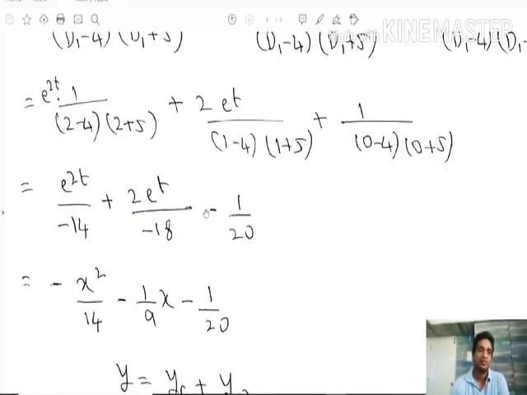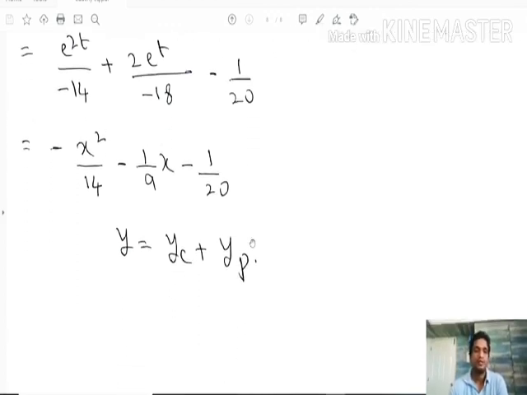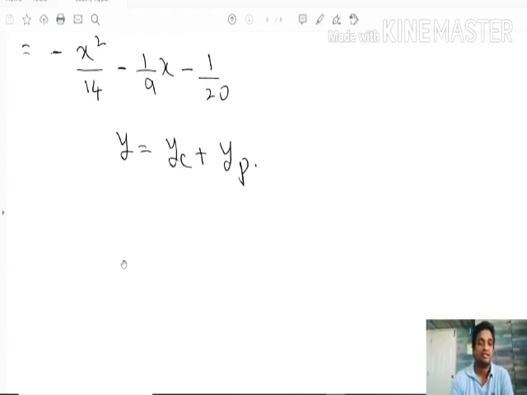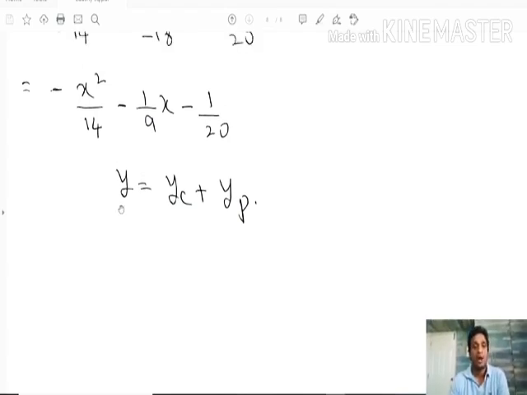If I simplify this one, e power 2t over 7 into minus 2, that is minus 14, 2 e power t over 6 into minus 3, that is minus 18, and here it becomes minus 1 by 20. So the yp value is minus x square by 14 minus 1 by 9 x minus 1 by 20. So the general solution for the given differential equation will be y is equal to yc plus yp.